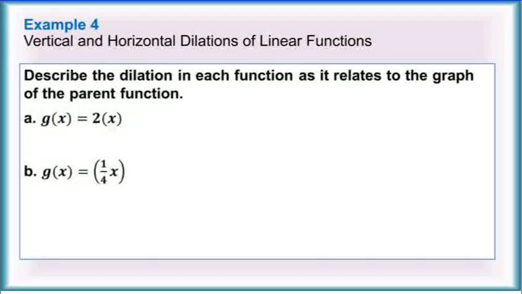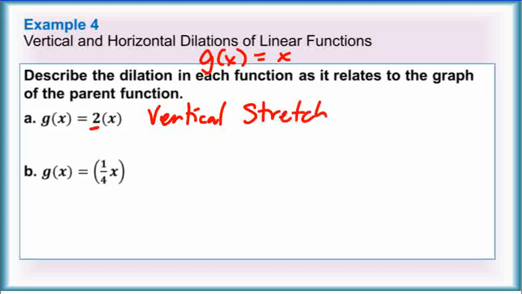Example 4: describe the dilation in each function as it relates to the graph of the parent function. Again, the parent function would be g of x equaling x. So this 2 is on the outside, and because the 2 is on the outside, this is a vertical dilation. And the absolute value of 2 is bigger than 1, so this is a vertical stretch. And if we want to be a little more specific, we can say that it's a vertical stretch by a factor of 2.